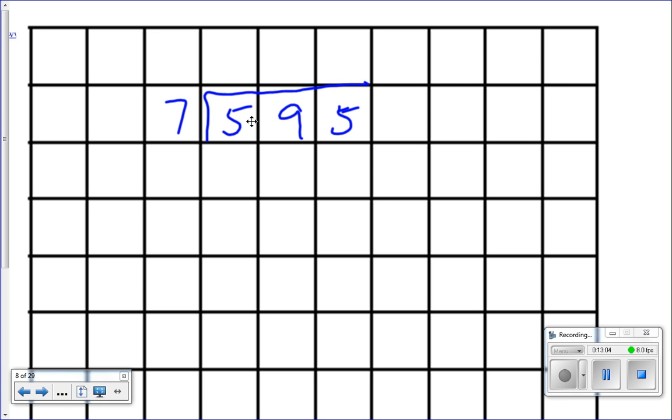7 cannot go into 5. Alright, what about 59? Let's see. 7 times 7 is 49. 7 times 8 is 56. But if you don't know that, you could always write out your 7s along the top. 8 times 7 is 56.